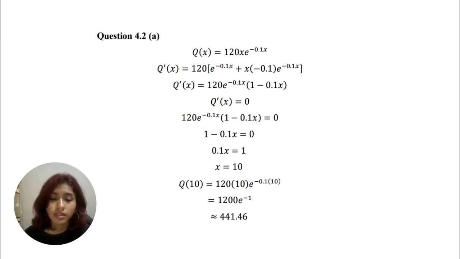So the optimal fin length is 10 centimeters. After that, we substitute x equals 10 into the original equation to find the maximum heat transfer rate, which is Q of 10 equals 120 times 10 times e to the power of negative 1, which is approximately 441.46. Therefore, the maximum heat dissipation is approximately 441.46 units. In conclusion, the cooling fin works most efficiently when the fin length is 10 centimeters because it produces the highest heat transfer rate. So that is all from me.